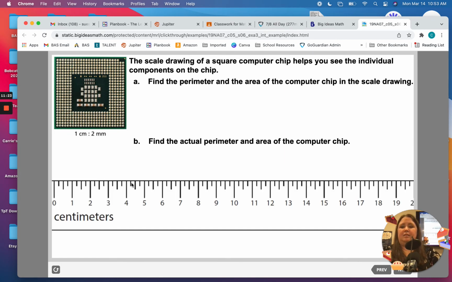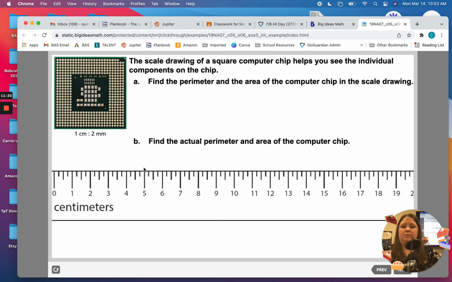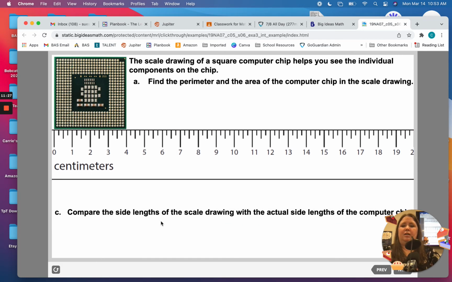What did I do? I know, we have a giant ruler. So we're going to measure how far. Centimeters. 4. Good. So we measured that the width of this computer chip is 4 centimeters.